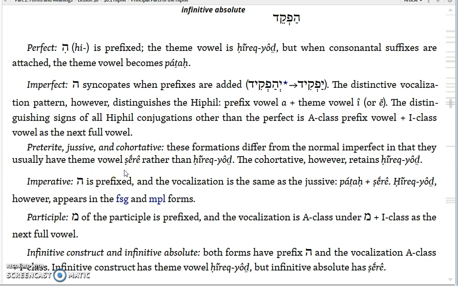Preterite, jussive, and cohortative: these formulations differ from the normal imperfect in that they usually have the vowel tsere rather than hireq yod, though the cohortative retains the hireq yod. The imperative, the he is prefixed, and the vocalization is the same as the jussive. However, the hireq yod appears in the feminine singular and the masculine plural forms.